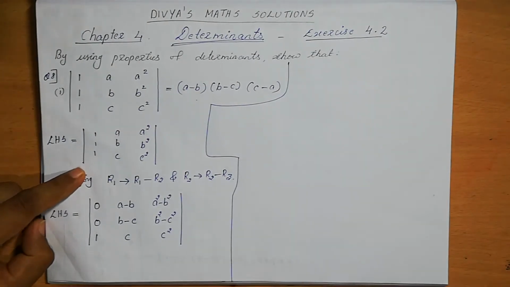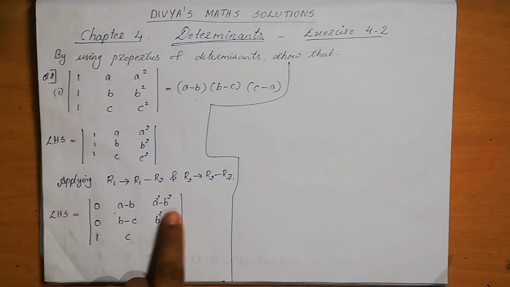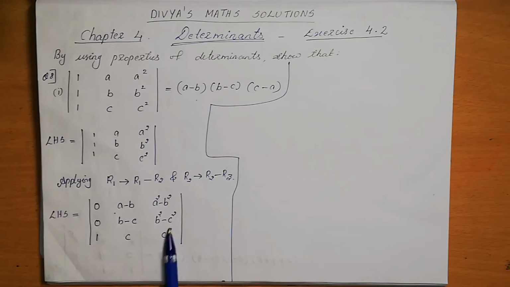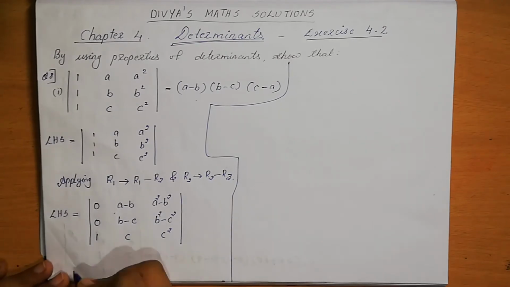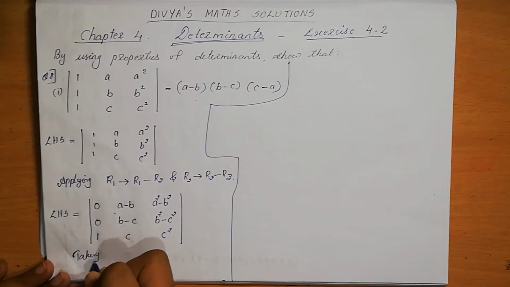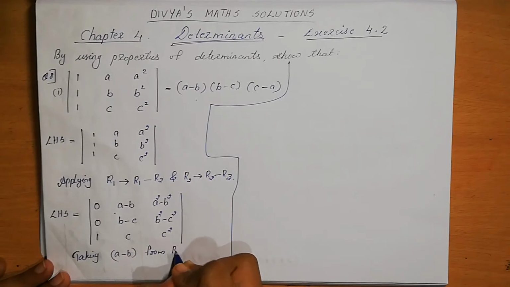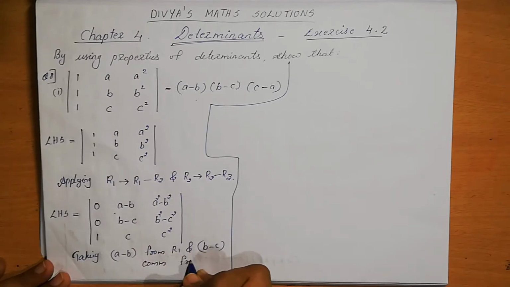So next step, what can we do? We can take a minus b common from the first row, b minus c common from the second row. How are we getting this? This is a square minus b square, which we can write as a plus b into a minus b. b square minus c square we can write as b minus c into b plus c. So we can take b minus c common from row 2 and a minus b common from row 1. This is the second change we are applying over here.